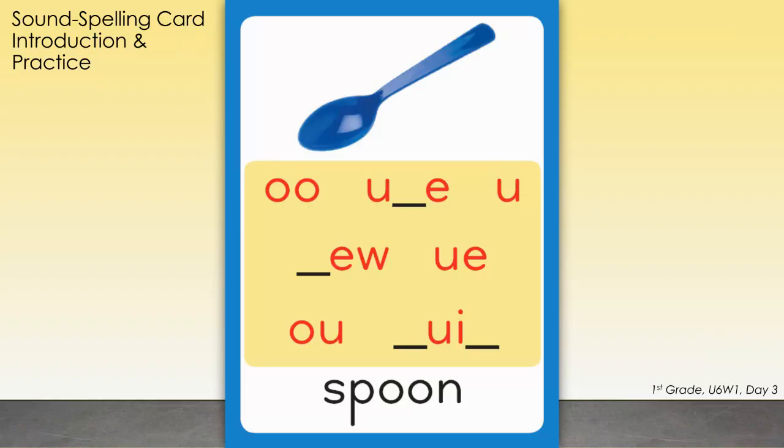Now we're going to practice the sound spelling card. When I tap a card, say the sound. You will say the sound, the name, or the spelling. Card. Spoon. Sound. Ooh. Spell ooh. O-O. U blank E. U blank E-W. U-E. O-U. Blank U-I blank.